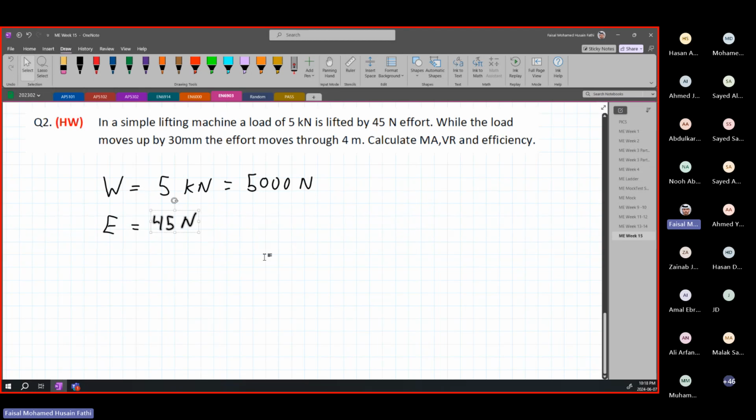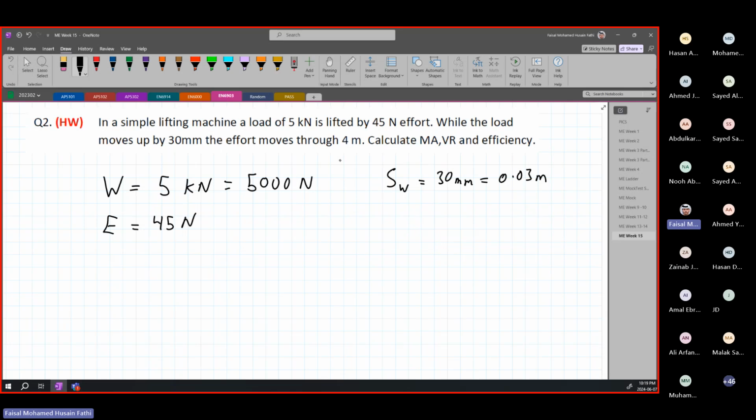And of course, your effort will always be a number less than your load. While the load moves up by, so SW is 30 millimeters, meaning this is 0.03 meters, all right? Make sure you're always converting your units to meters in case of distance and to newtons in case of force or load. The effort moves through 4 meters, so SE is equal to 4 meters. Then calculate MA, VR, and everything as well.